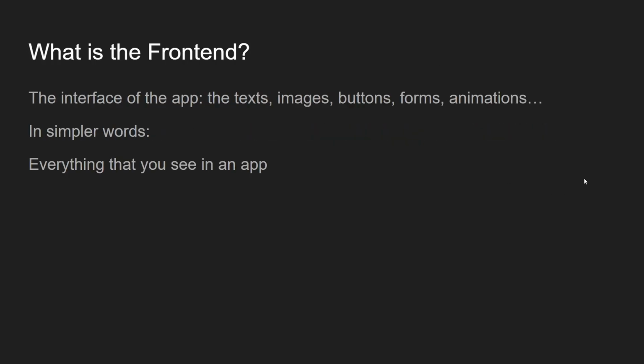Okay, so what is the frontend? The frontend is the interface of the app: the text, the images, the buttons, the forms, the animations. In simpler words, everything that you see in an app.